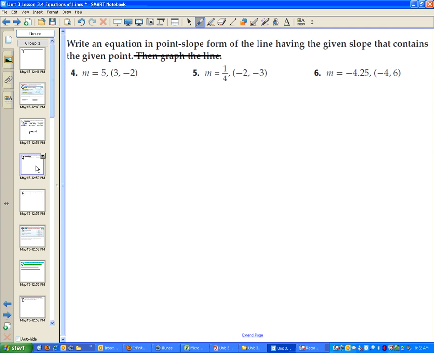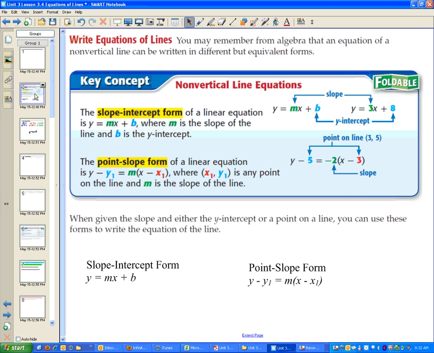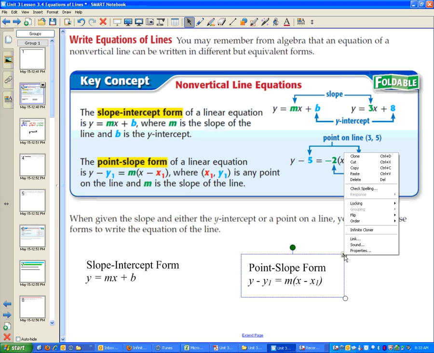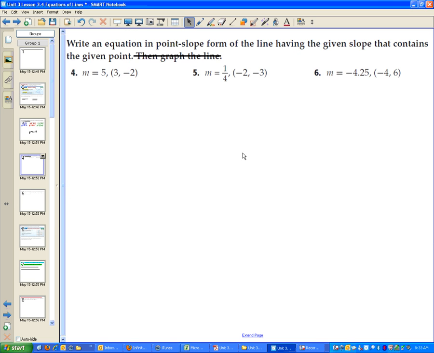Now, the next set of problems say to write an equation in point-slope form of the line having the given slope that contains the given point. I'll just copy and paste. All right, so we're using this form this time. Well, let me rephrase that. We're going to end in this form. Luckily for us, if you look at these, that's the information they've given us, isn't it?